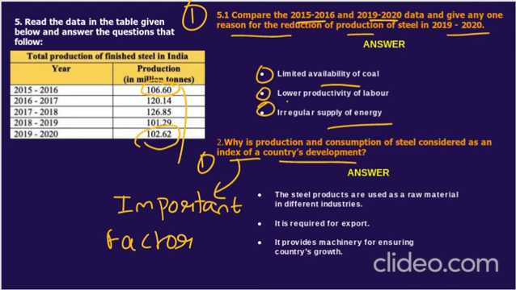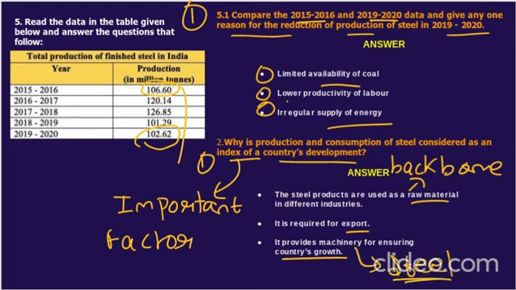Because steel products are used as raw materials in different industries, as you might have studied in 8th standard as well. Steel industry is known as what? It is known as the backbone industry, correct? It's the backbone of all industries. Why? Because it's used in every industry. Steel products are used as a raw material, it is even required for export, and it even provides machinery for the country's growth. Machines are everywhere. Laptops, machines for textile, agriculture, everything is made up of steel itself. So that's why steel is a very important factor. It's the index of a country's development.